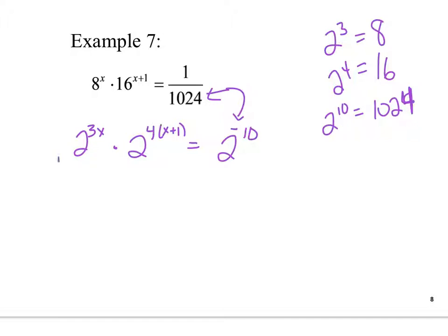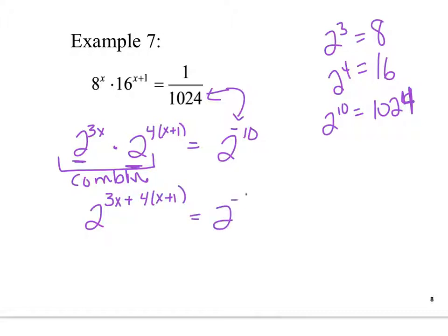So what I need to do is combine these two. And remember, when you multiply bases, you add your exponents. So this is 3x plus 4 times x plus 1. You could actually do the math here, distribute that 4 through and add them, but now we can drop it. It has to be one base.